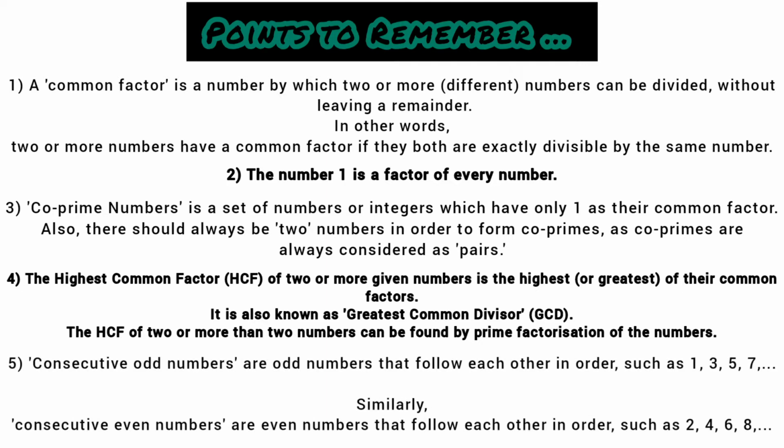Consecutive odd numbers are odd numbers that follow each other in order, such as 1, 3, 5, 7. Similarly, consecutive even numbers are even numbers that follow each other in order, such as 2, 4, 6, 8.